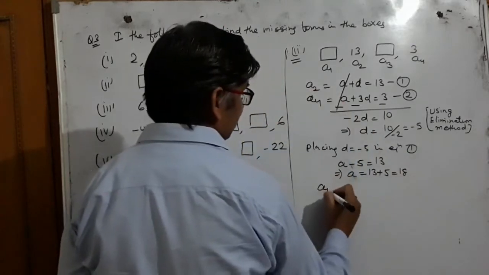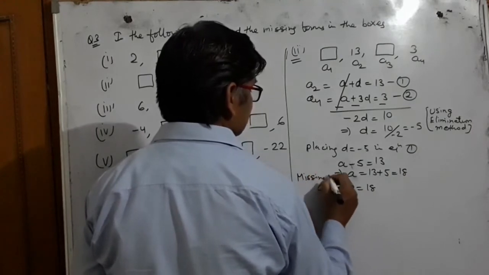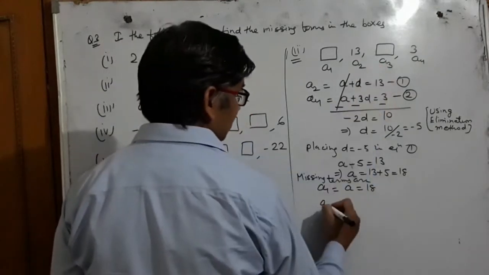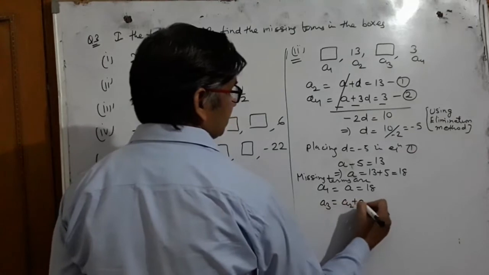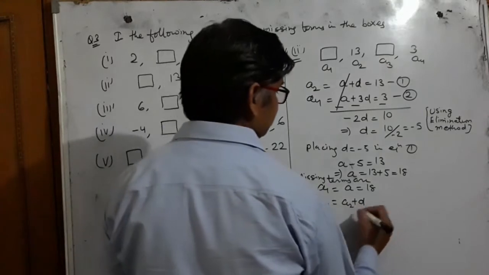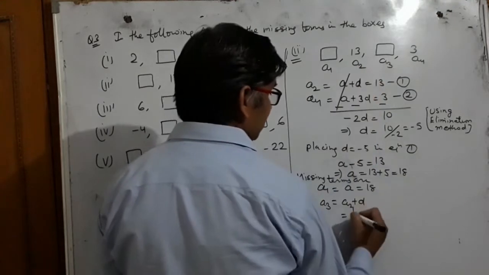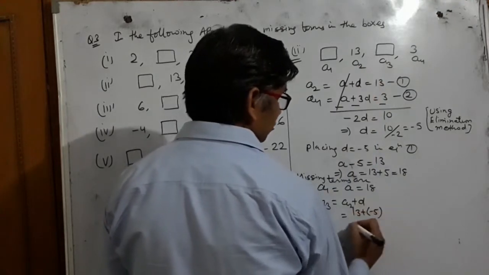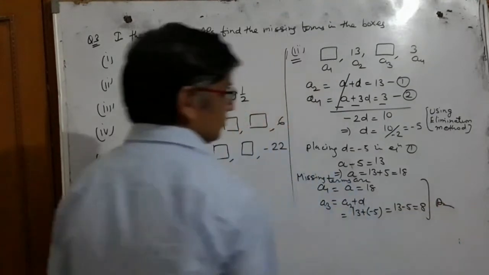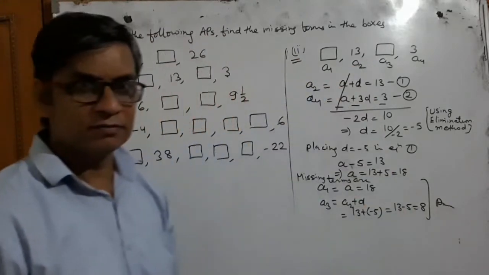Now A1 is 18, and the missing terms are A1 and A3. A3 is A2 plus D. If we add the common difference to A2, A3 will come. A2 is 13 and D is minus 5. So 13 minus 5 is 8. This is your answer. The first term is 18 and the third term is 8. Clear?